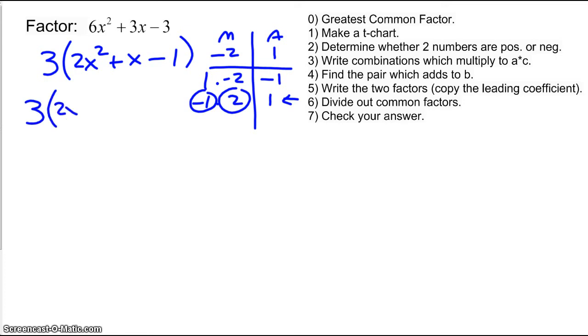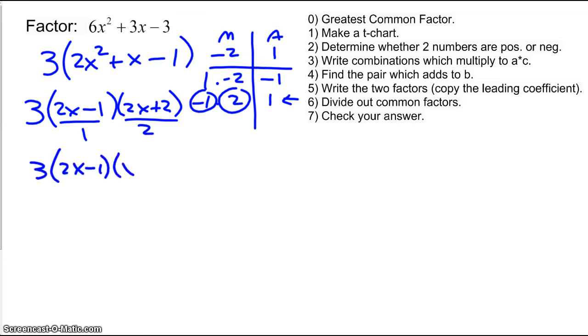At first, I copy the 2x to both factors, then I insert the negative 1 and the positive 2, but because I copied the 2 to both places, I've got to divide out any common factors, and the one on the right is both divisible by 2, so I'm left with this as the final answer, because 2x divided by 2 is x, and 2 divided by 2 is 1.